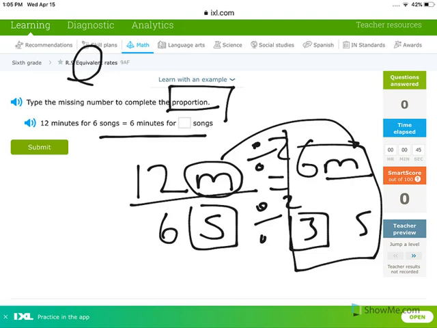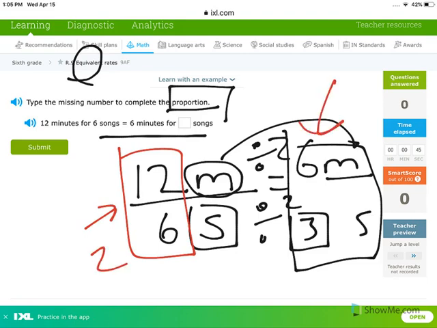We can also see that these are equivalent because if we have 12 divided by 6, we get 2. And if we do 6 divided by 3, we also get 2. So they are the same.